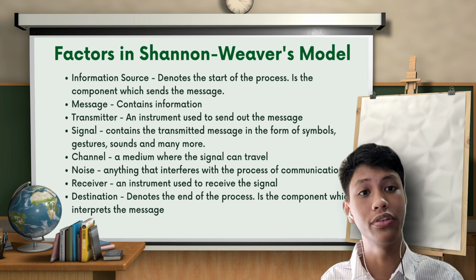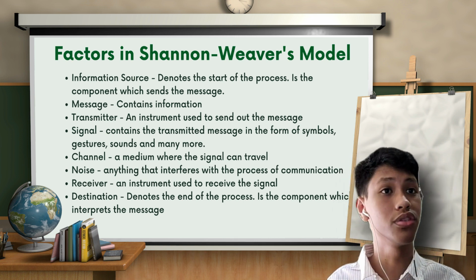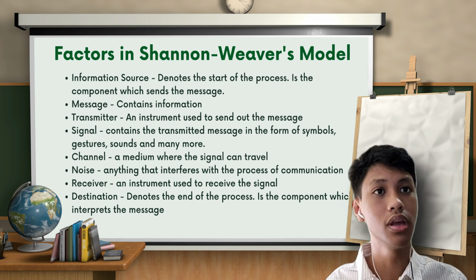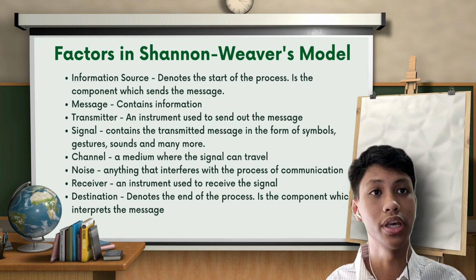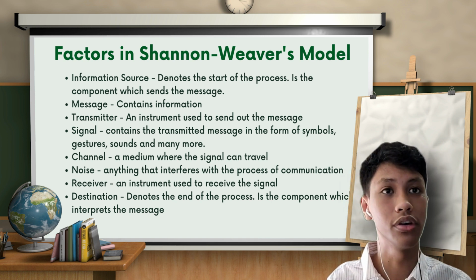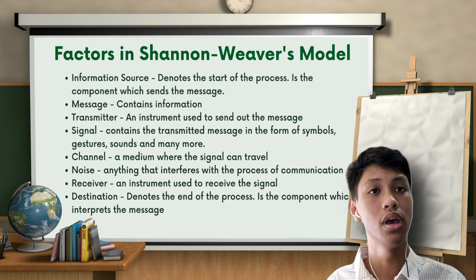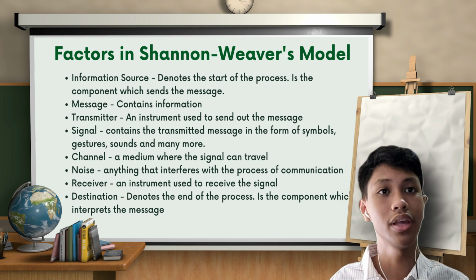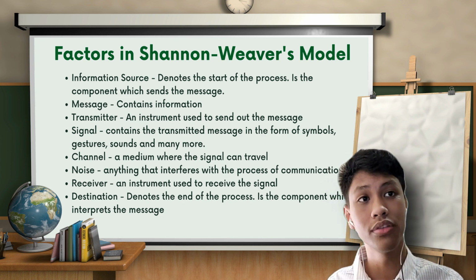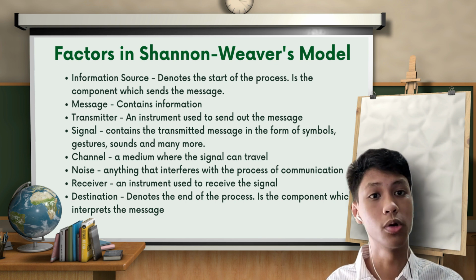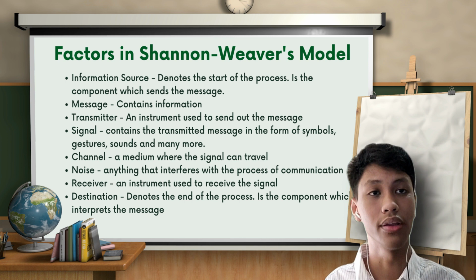So these are the factors in Shannon-Weaver's model. We have the information source, which denotes the start of the process. It is the component responsible for sending the message. And the message is anything conveyed which contains information. So the transmitter, it is an instrument used to send out the message, in which we will give a few examples later. And the signal contains the transmitted message in the form of symbols, gestures, sounds, and many more. So a few more examples are visuals.